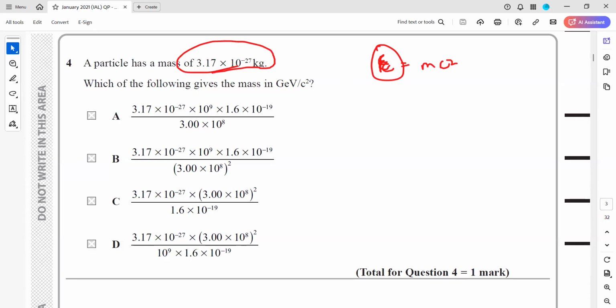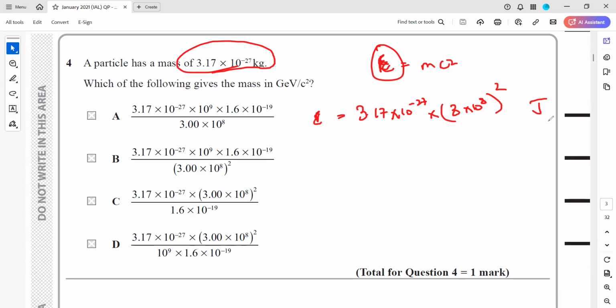So the mass is there in kg. So this is 3.17 times 10 to the power minus 27, multiplied by 3 times 10 to the power 8, squared. When we multiply them, what will we get? We'll get the answer in joules.